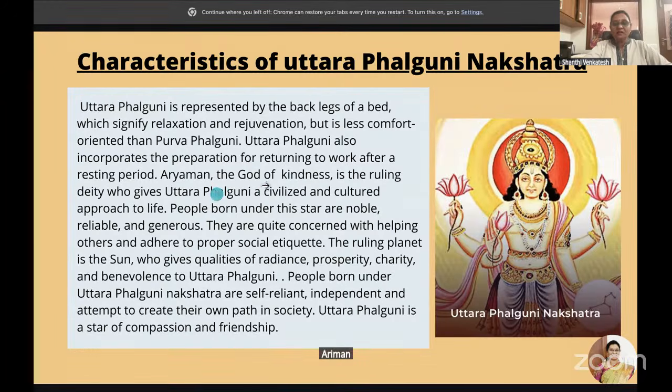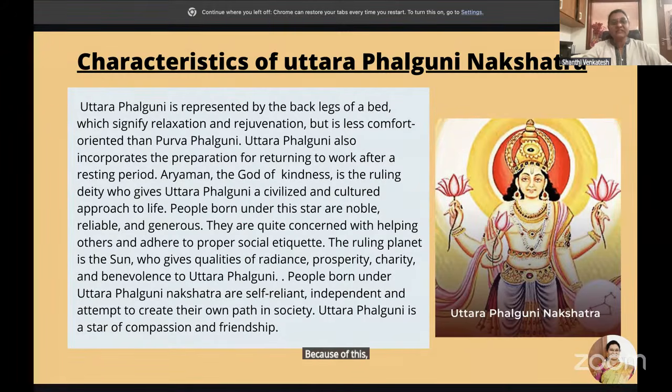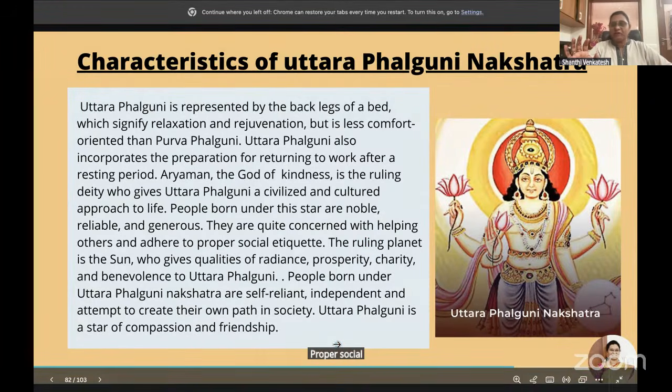Aryaman is the god of kindness. He is the ruling deity for Uttara Falguni Nakshatra. Because of this, people who are born in this nakshatra are very kind, civilized, cultured, very reliable, and have a generous nature. They like to help others. They have very proper social etiquette.